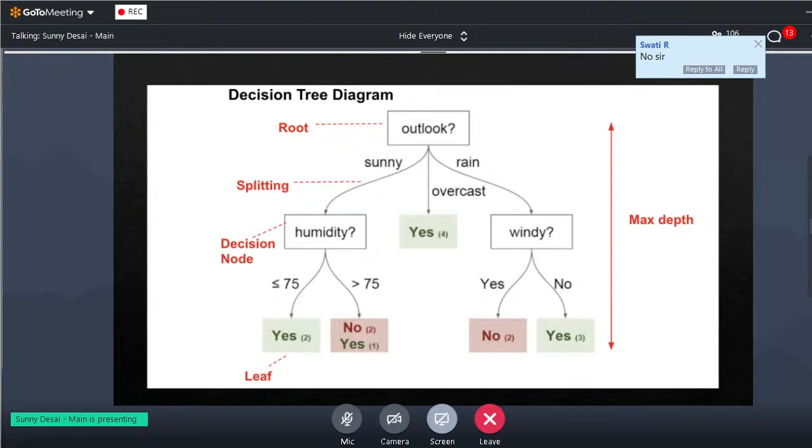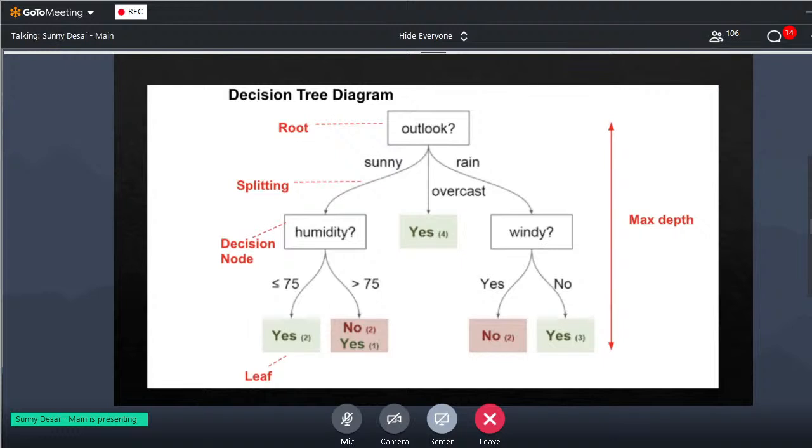So Shehzadi says no, no, no, no, no. Humidity is high. Okay, no. Now can you all please look on your screen and see how the decision tree is making a decision? Can you all please look at the screen and see?